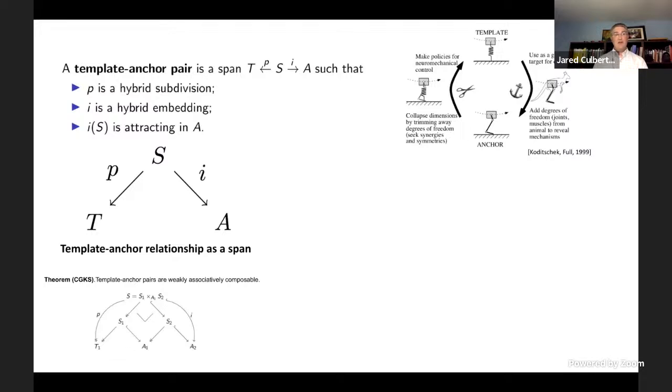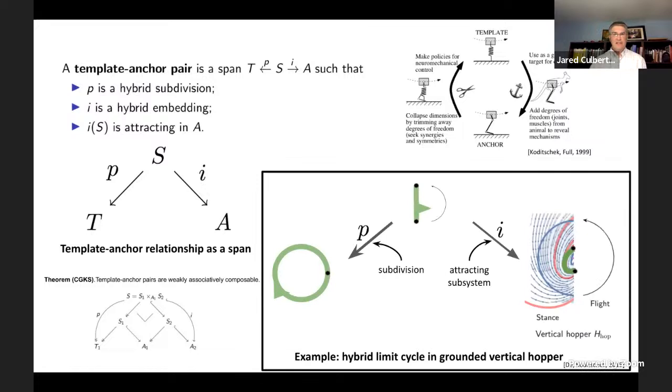And so if you think about this sort of construction, for one thing, you can do the usual sorts of things that you do with spans and weakly associatively compose these things, so that if you've got multiple templates that you want to stack hierarchically, you can do that in an okay way. And it allows you to do things like, here's an example of just a vertical hopper robot.